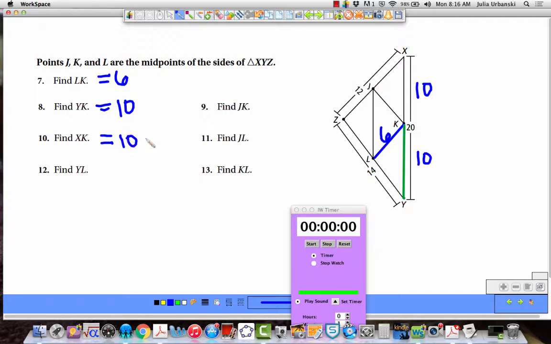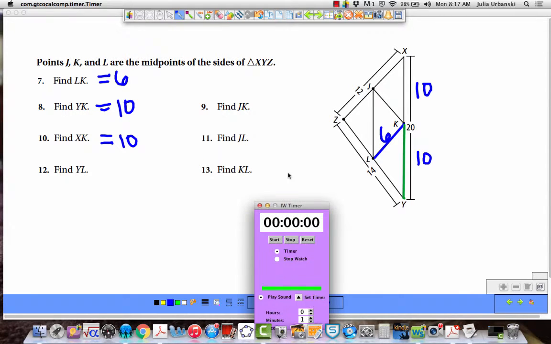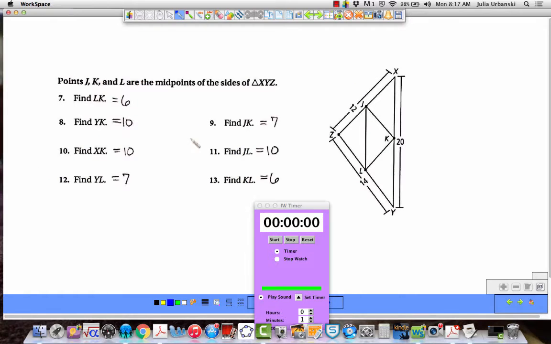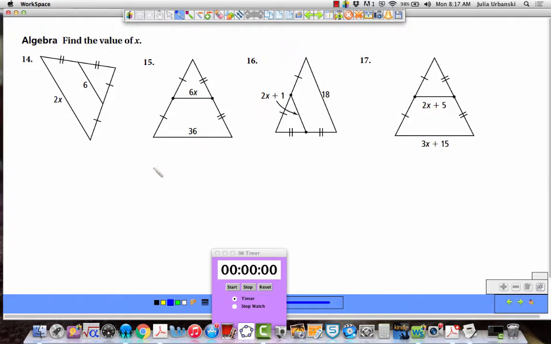Okay, you take a minute and try to do 9 through 13. Do the other problems. Okay, so what did you get for number 12? I hear 7. Okay, and for number 9, and number 11, and number 13. 6. Question on those? Not hard, right? Alright, now do number 14, 15, 16, and 17.